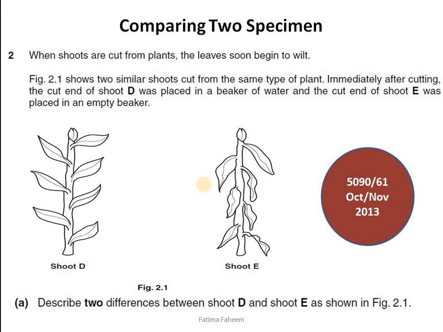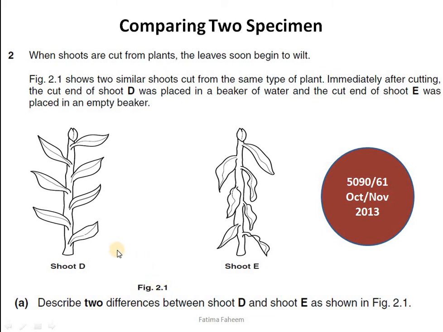The question says that when shoots are cut from plants, the leaves soon begin to wilt. Figure 2.1 shows two similar shoots cut from the same type of plant. Immediately after cutting, the cut end of the shoot D was placed in a beaker of water, and the cut end of the shoot E was placed in an empty beaker. So now you are being shown the shoots D and E, and you are being asked to describe two differences between shoot D and E as they are shown in figure 2.1.